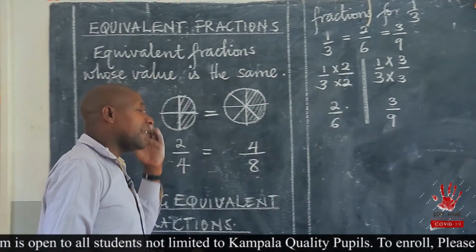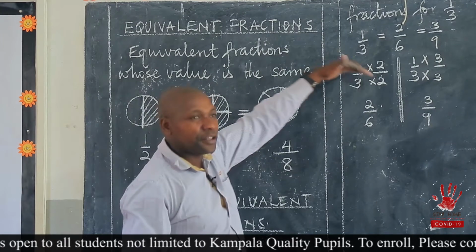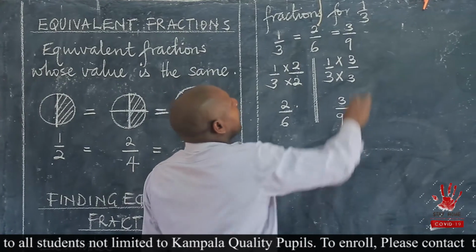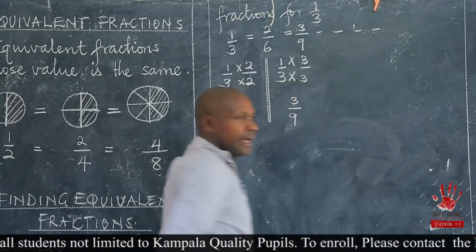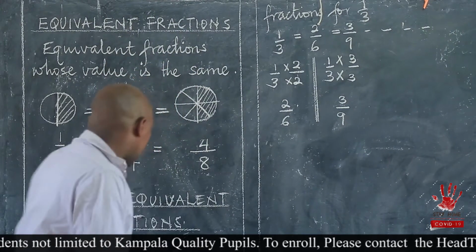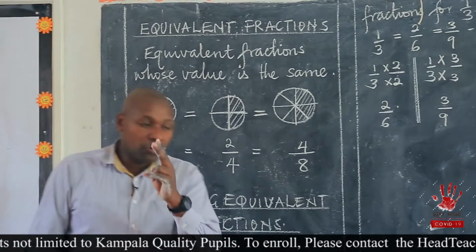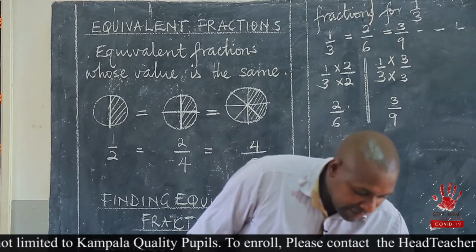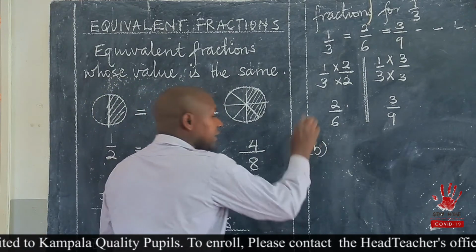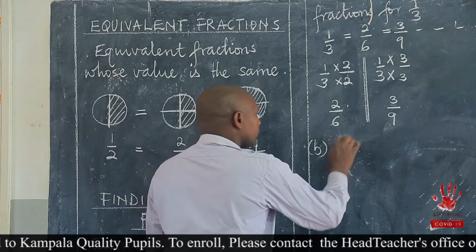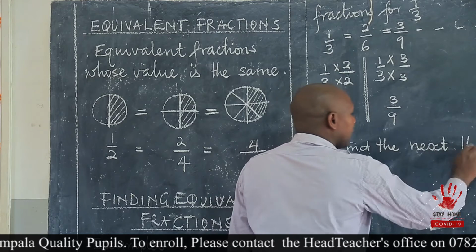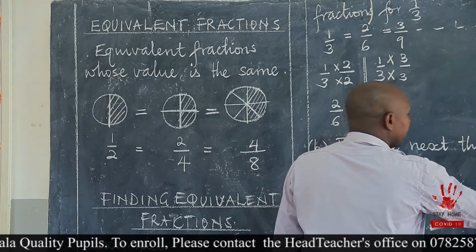Even if I can take you to diagrams, whether by the calculation method, still they will give us those same ones. We don't say that they stop here. They can be more than that. Are you getting me? We can have as many as we can. But according to the instruction, they have said, give us only 2 equivalent fractions for a third. If somebody is saying, find 3 equivalent fractions.